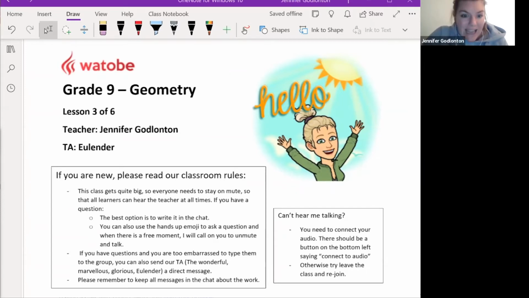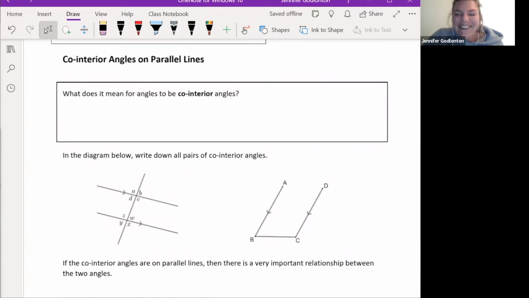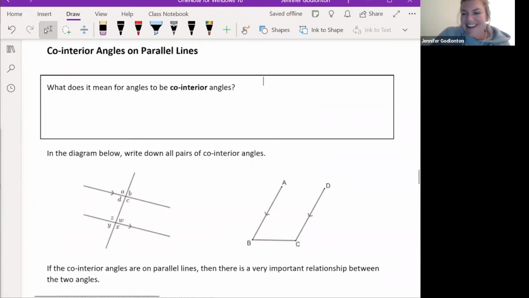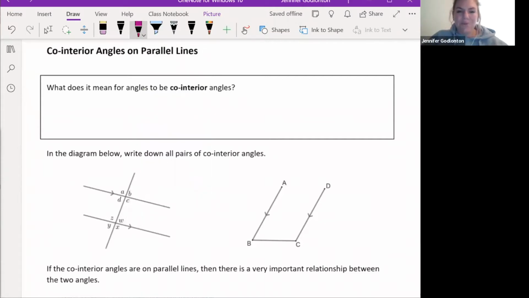Today we are going to learn about co-interior angles. This is going to be our last one that we are learning about parallel lines. From Thursday, we're going to start mushing everything together: these parallel line rules that we've learned, and the reasons that we learned in the last course with triangles and straight lines. We're going to put them all together.